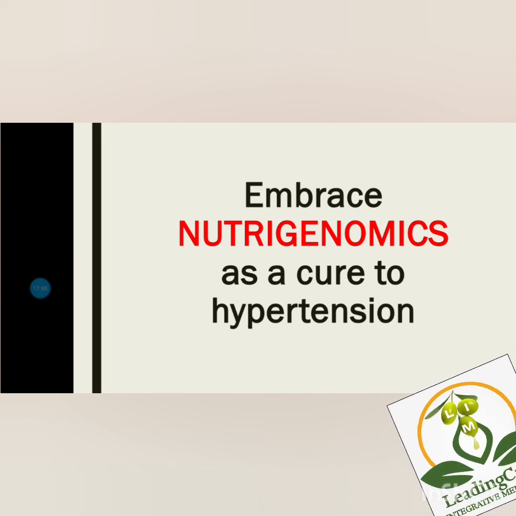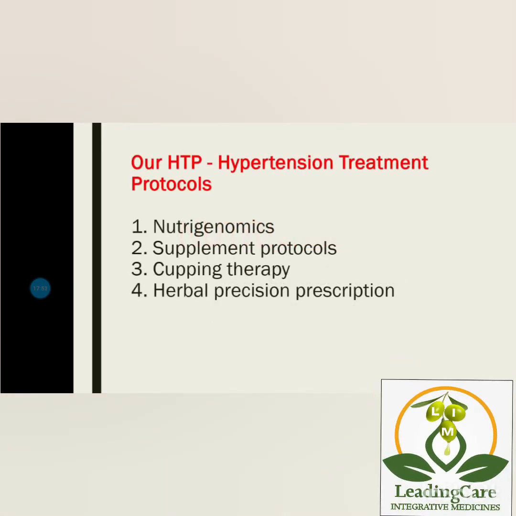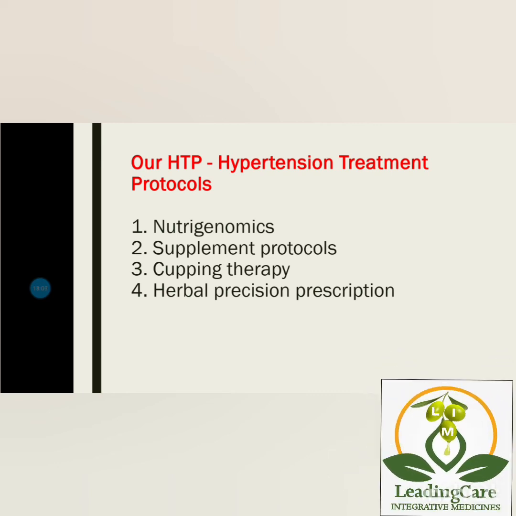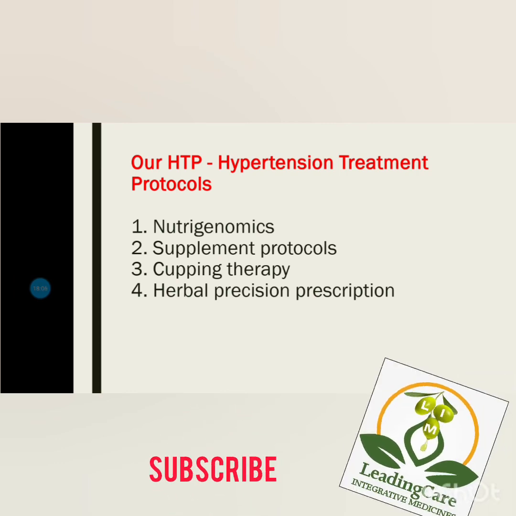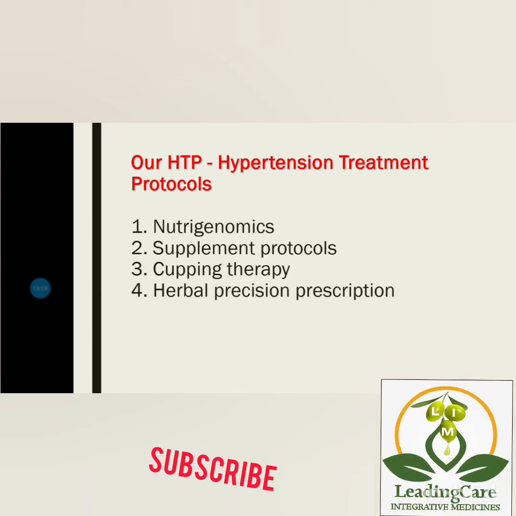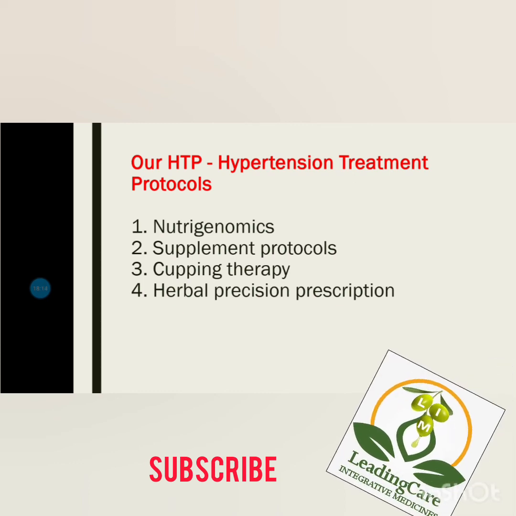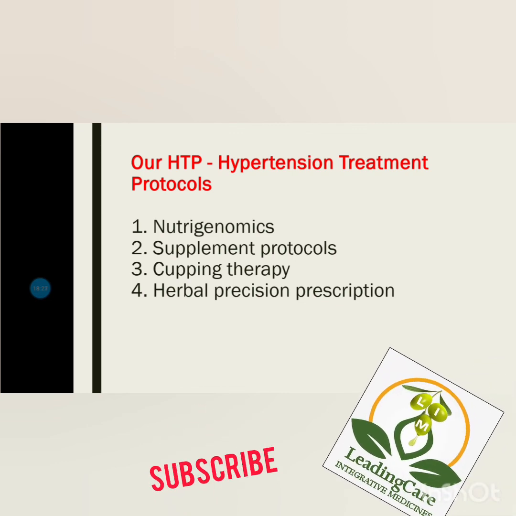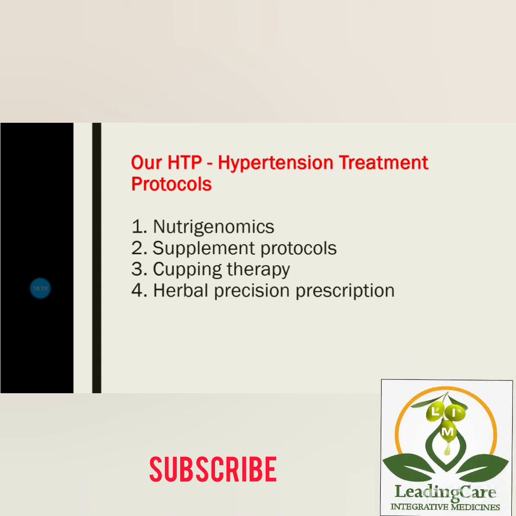Embrace nutrigenomics. So, at our clinic, our hypertension treatment protocol, we prescribe nutrigenomics. We plan your food, your meal, what you should take, what you should not take, based on your own blood group. You tell us your blood group together with some other things around you. So we give you nutrigenomics. When applicable, we prescribe supplement protocols also, and also we do cupping.